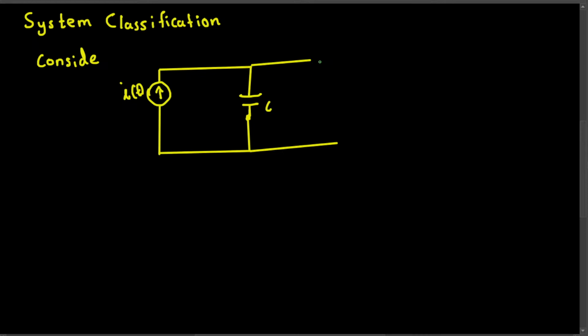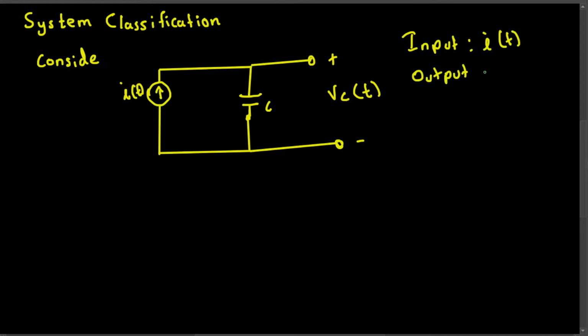So the voltage output is going to be VC, that is voltage across this capacitor, that is VC of t. Then here we have plus minus, and here the input is I of t, and the output is VC of t.